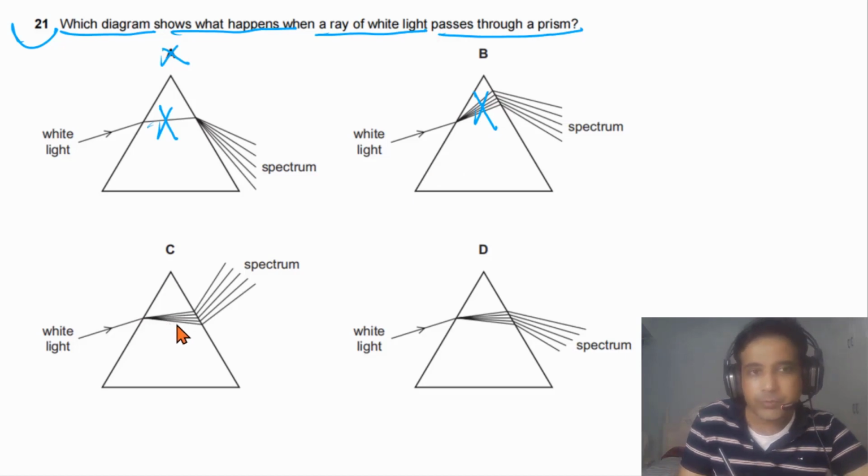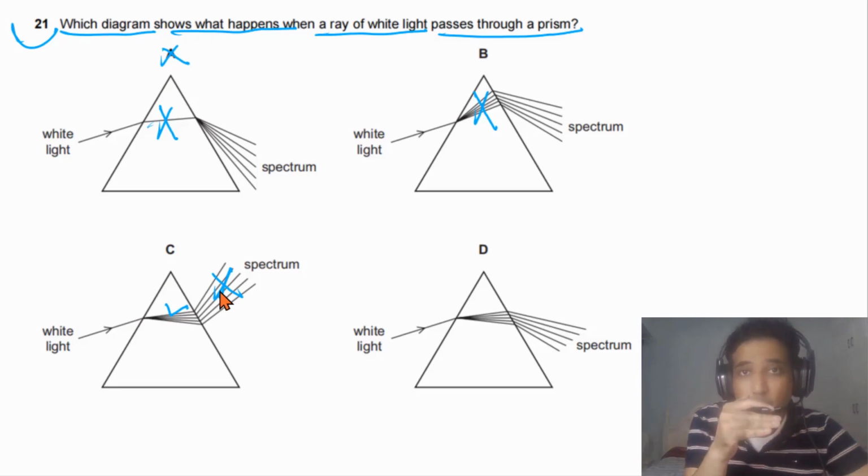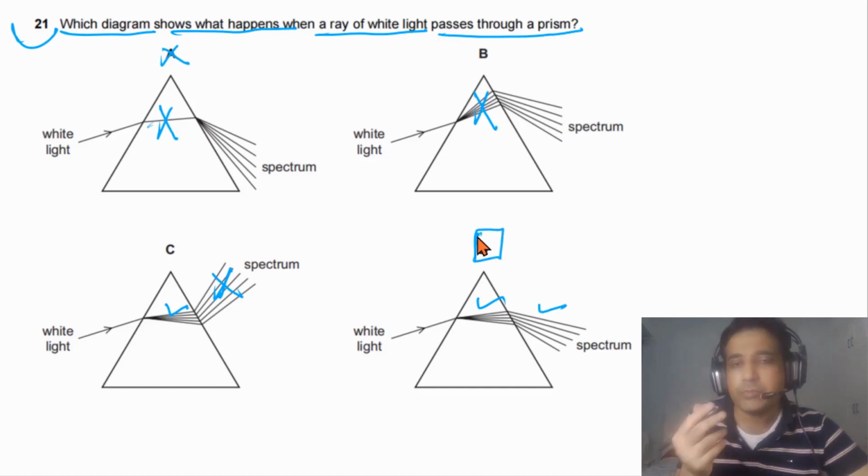If you look at option C, this part is correct, but this part is wrong because when light enters from glass into air, it has to bend away from the normal. So this one is incorrect. If you look at option D, this part is correct, and this part is also correct. It's a typical question. You need to understand how light behaves when it passes through a glass prism. So the answer for this question is D.